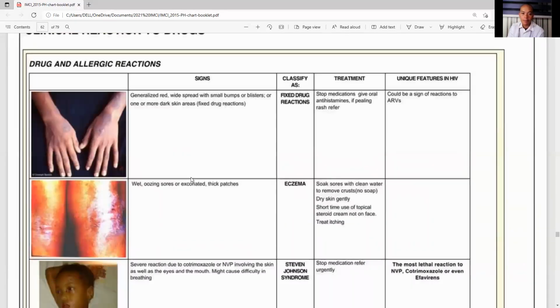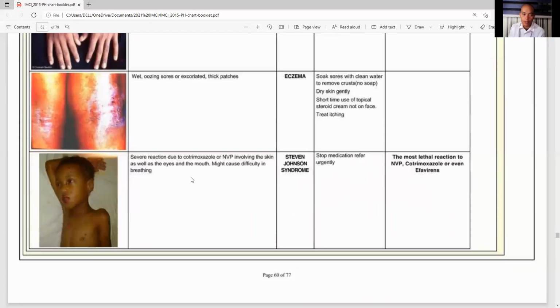clinical reaction to medications on your skin assessment: eczema, fixed drug reactions, Steven-Johnson syndrome. So what do we see? Severe reaction due to cotrimoxazole. Okay, stop medication immediately.